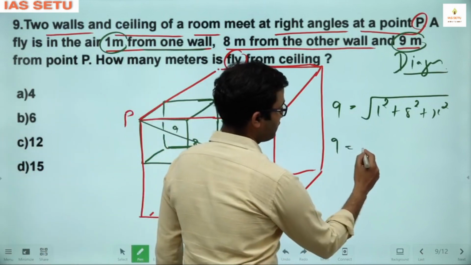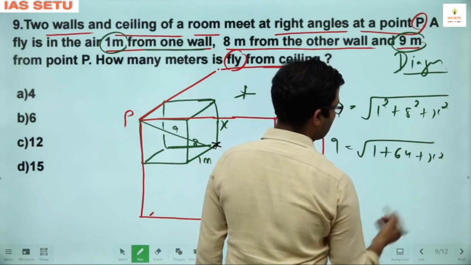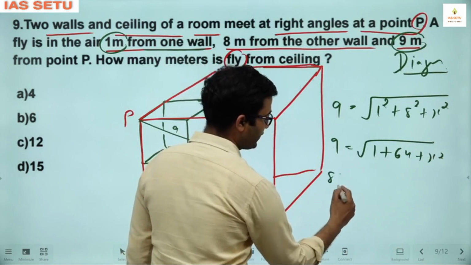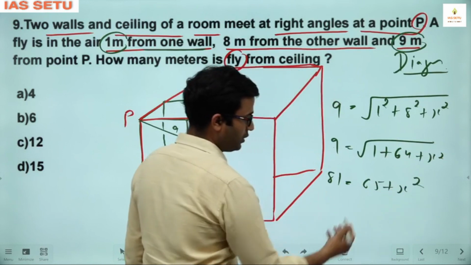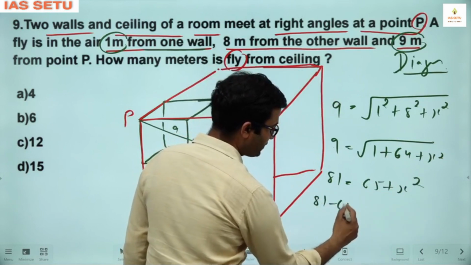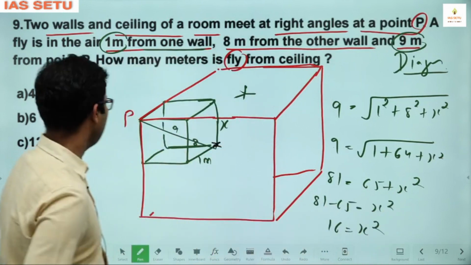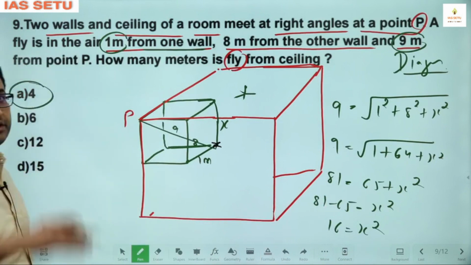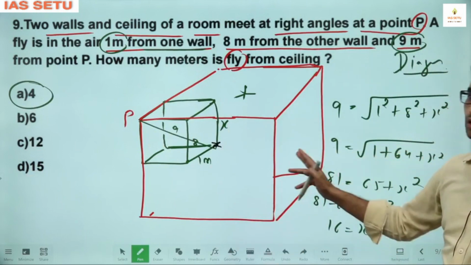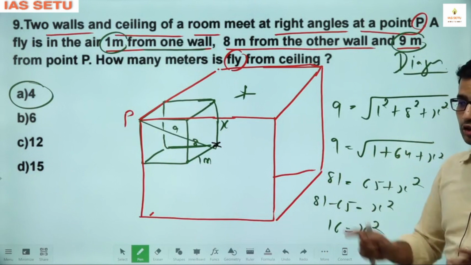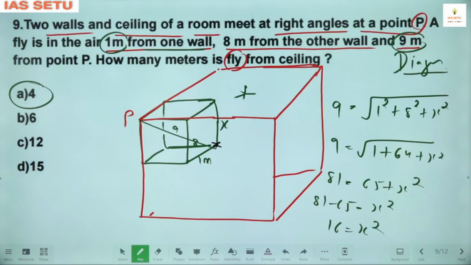So 9 is equal to under root 1 plus 64 plus x square. You take square on both sides. 9 square is 81, the under root goes away, 65 plus x square. Take 65 on this side. 81 minus 65 is equal to x square. It is 16, so x square is 16 and the value of x will come 4. So the fly is 4 meters from the ceiling. This is a question based on a diagram and the diagonal in a cuboid. Question number 9, answer is A.